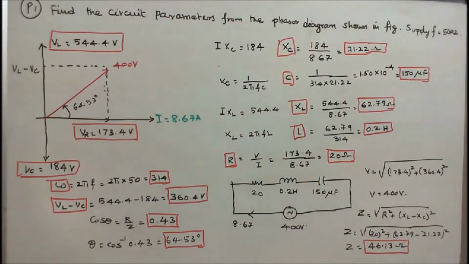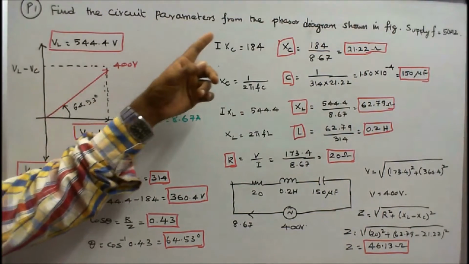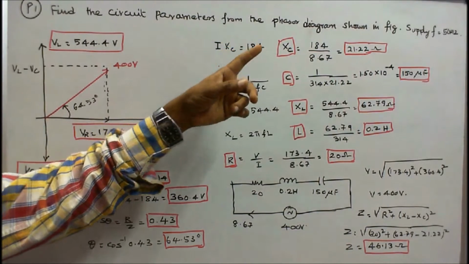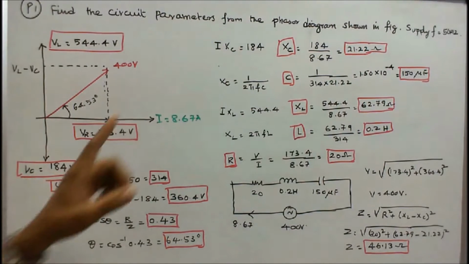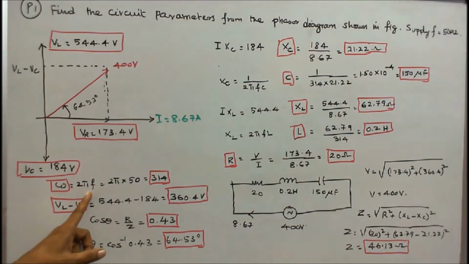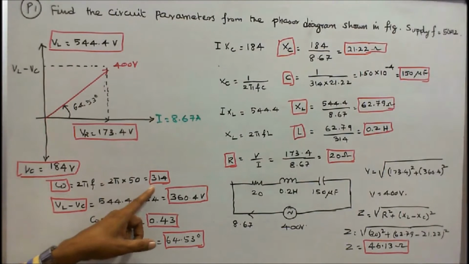In this class we work out 5 problems on finding circuit parameters from the phasor diagram. Problem number 1. Find the circuit parameters from the phasor diagram shown in the figure. Supply frequency is equal to 50 Hz. I can find omega, which is equal to 2 pi f, that is 2 pi into 50, which is equal to 314.